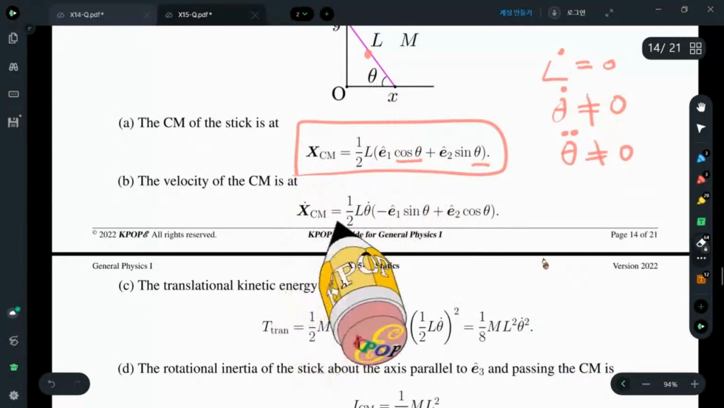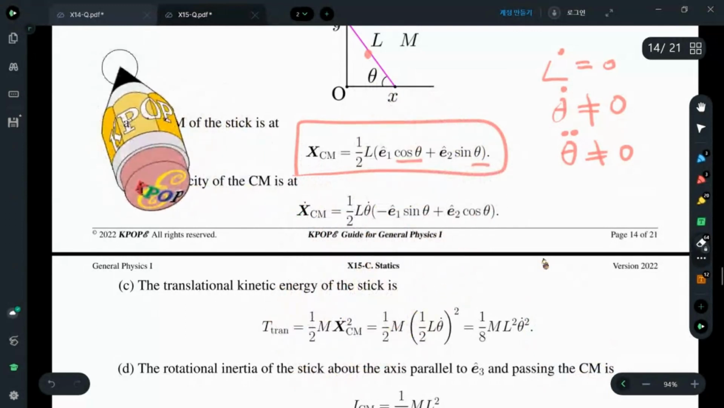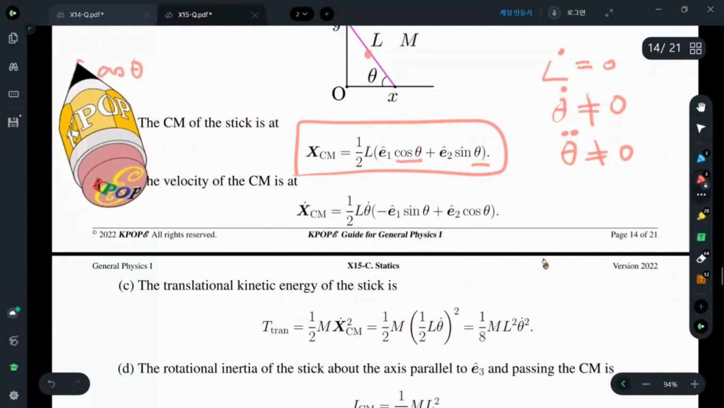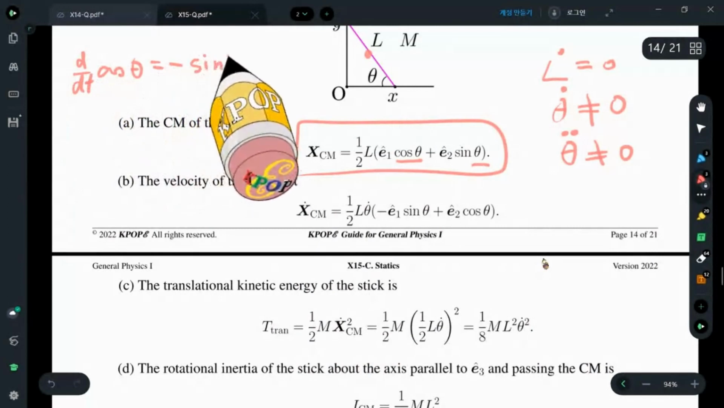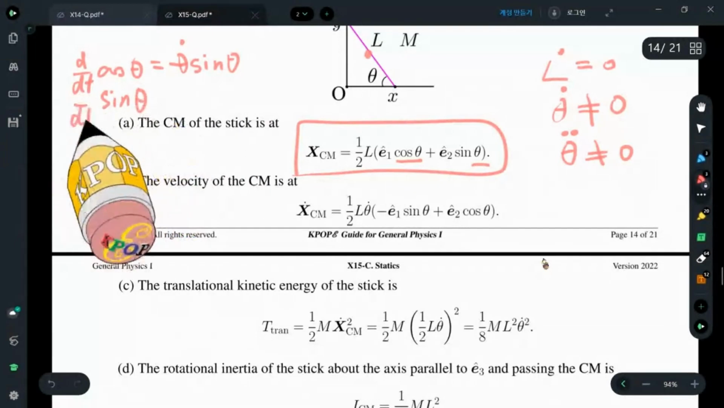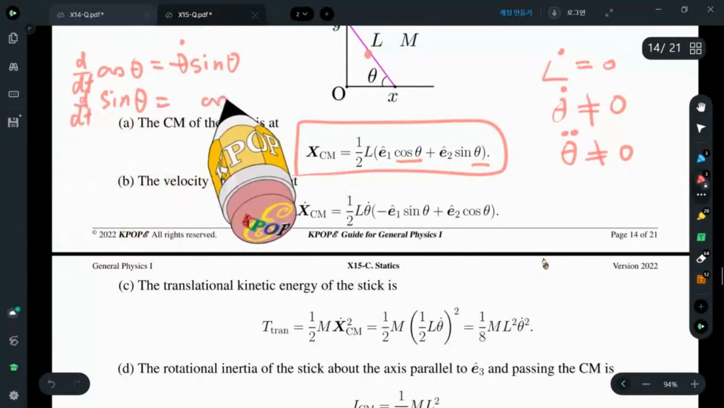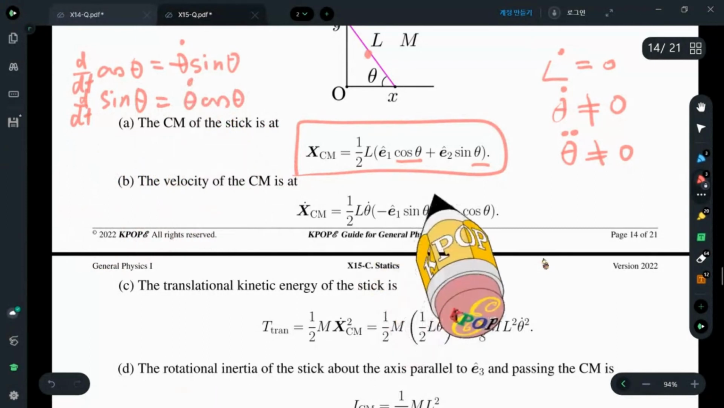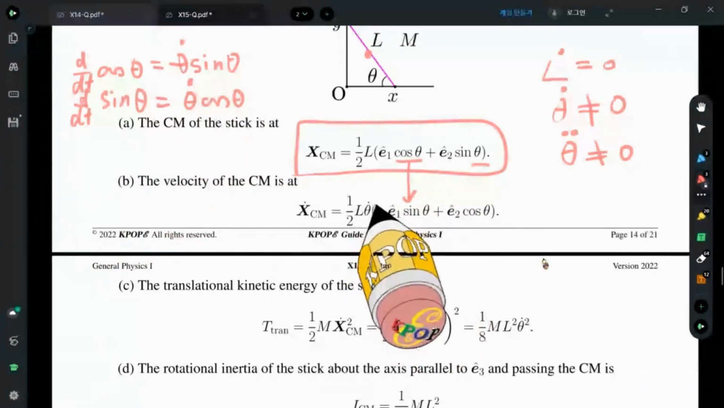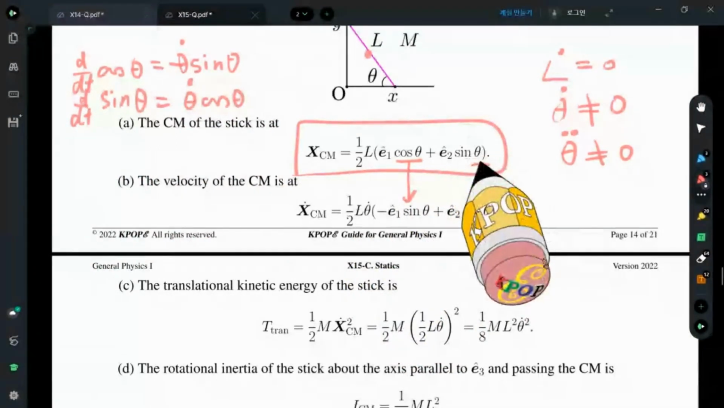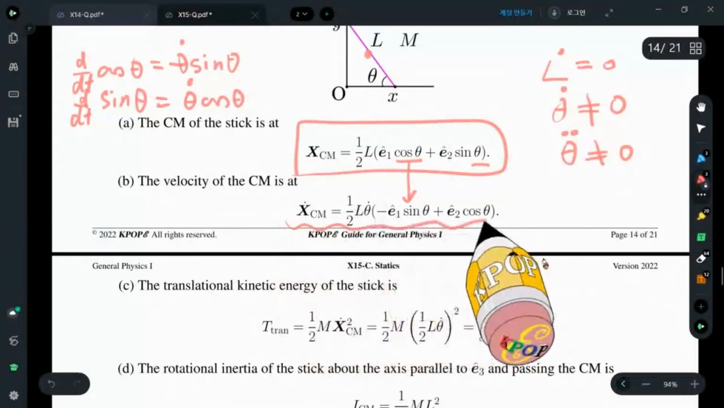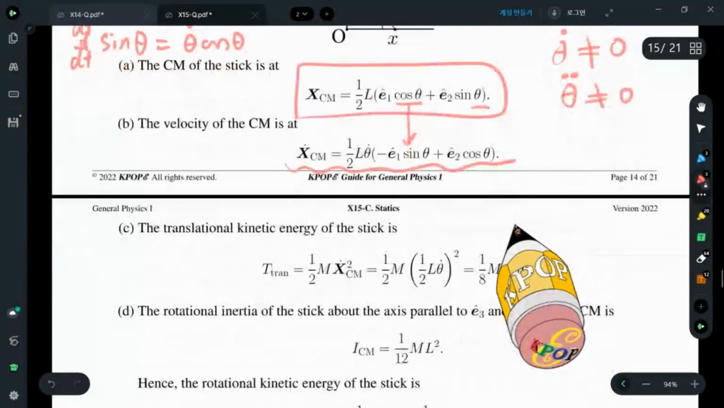The velocity of the center of mass is just the time derivative of this. The same thing: cosine theta's time derivative gives minus sine theta dot, and sine theta's time derivative equals cosine theta dot. So what I have done is replace cosine with minus sine and multiply by theta dot, and replace sine with cosine and multiply by theta dot. This is the center of mass velocity.